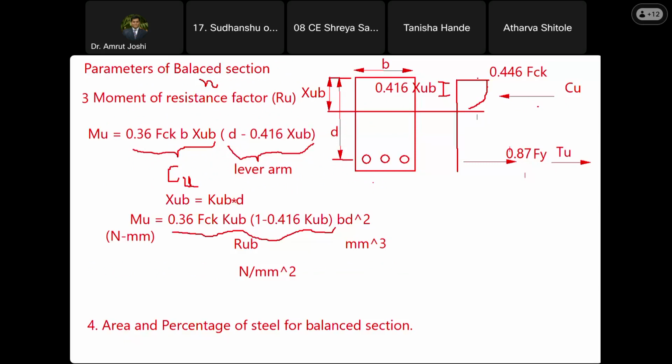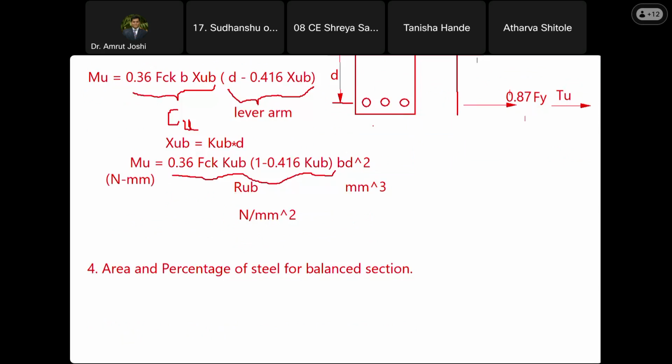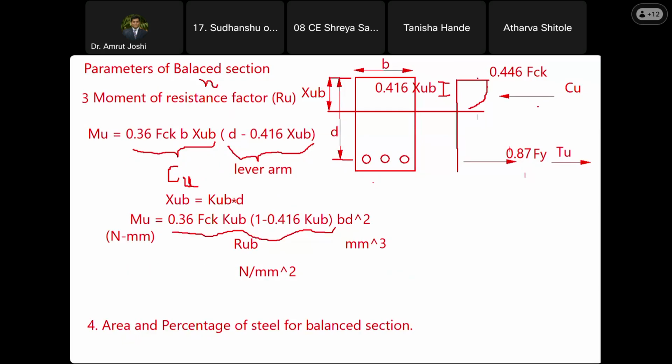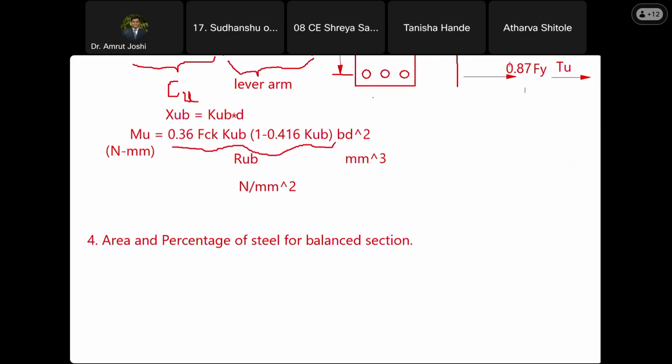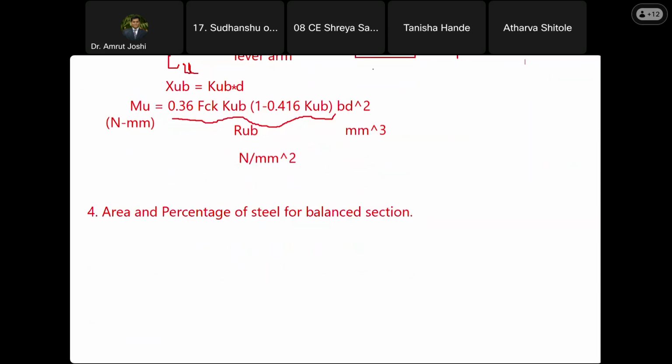As we are aware, Mu is written as either Cu or Tu into lever arm. So we have written it first in terms of Cu and we got one parameter, that is RUB, moment of resistance factor. Now let us write down this Mu itself in terms of Tu instead of Cu. We will get the area or percentage of steel required to make the section balance. Are you with me, Shreya? Yes, sir. Okay, so let us go ahead.